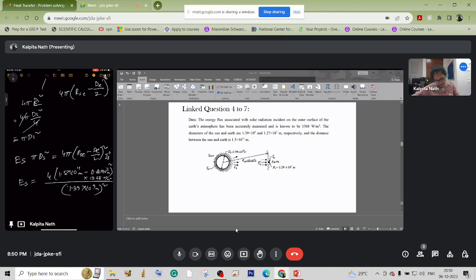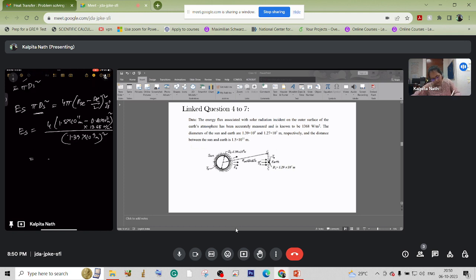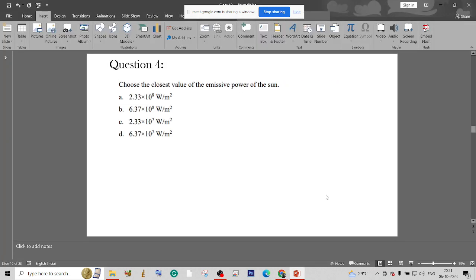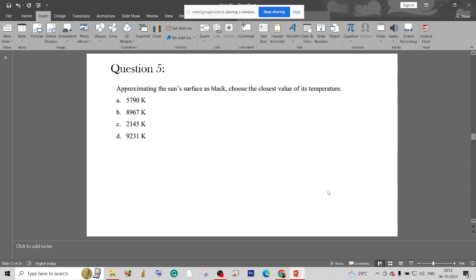This is the diameter of the sun. So this will come out to be 6.37 into 10 to the power 7 watt per meter square. This is which of the options? This is option D. Now for question number 2, approximating the sun's surface as black, choose the closest value of its temperature.